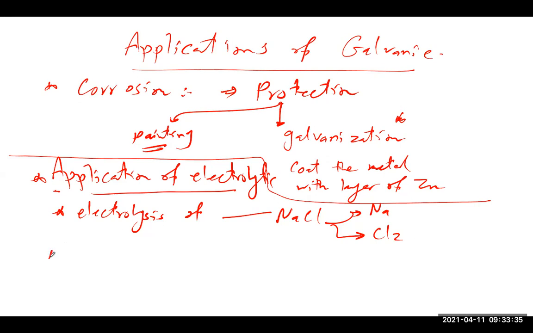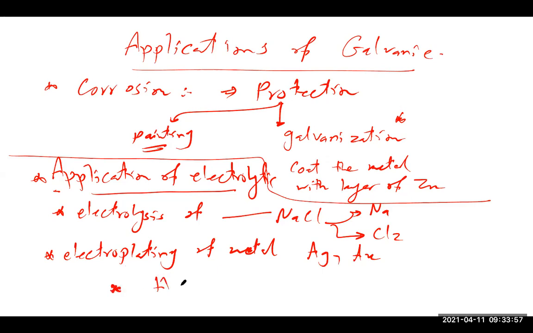Okay, electroplating. So electroplating of an object with another metal, like with Ag or Au. Here, the electroplating of any object with silver or with gold.